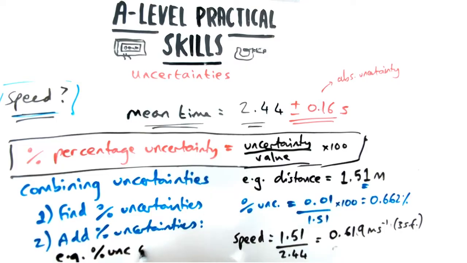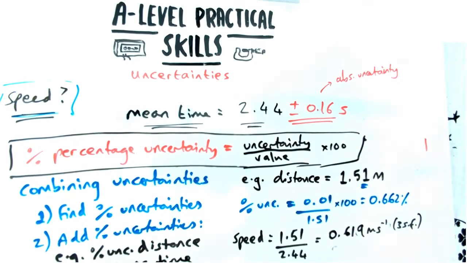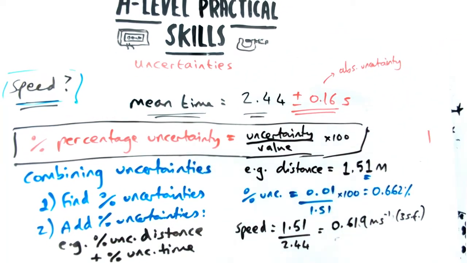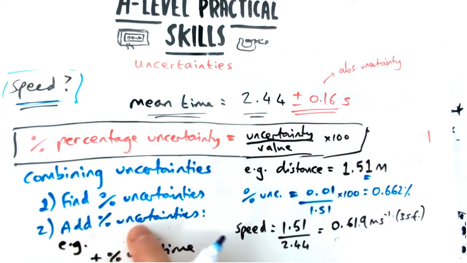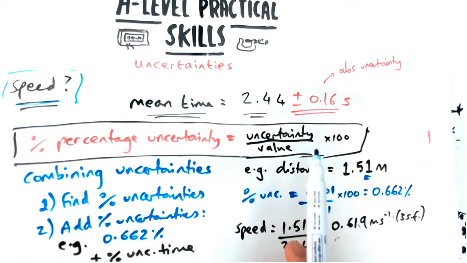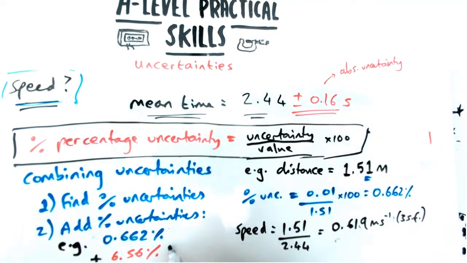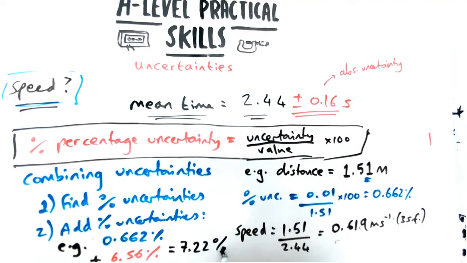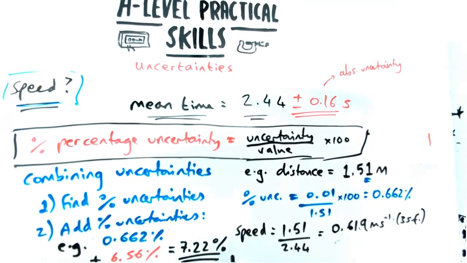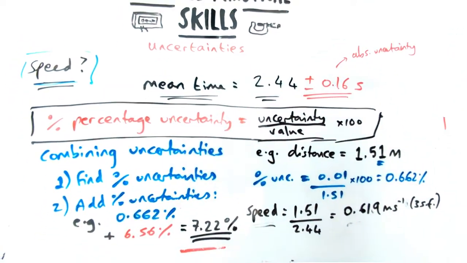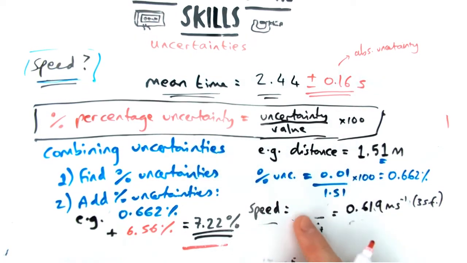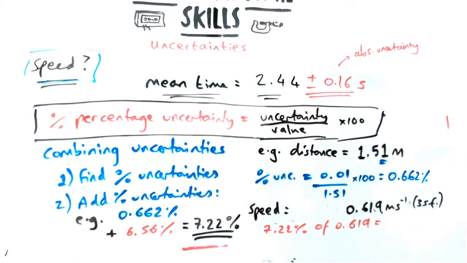So what we then do is once we've got our percentage uncertainties, we have to basically add them together. So this example will be the percentage uncertainty for distance added to the percentage uncertainty for time. So I've got those two values already. I've worked them out earlier. So my distance is 0.662 and my time value I calculated earlier is going to be 6.56. So we add those two together to give us an overall percentage of 7.22. So that's our overall percentage uncertainty with speed by combining the percentage uncertainties of distance with time.